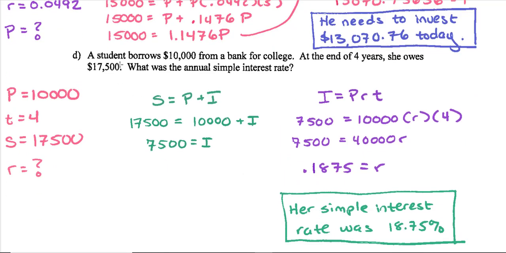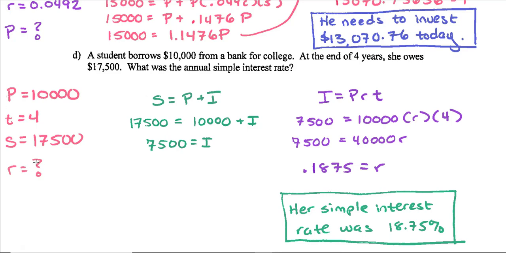All right, let's look at D. A student borrows $10,000 from a bank for college. At the end of 4 years, she owes $17,500. What was her annual simple interest rate? Keyword simple interest, so we know we're going to use our I equals PRT. We're looking for R. Notice in here we've got our future value S, that's how much she owes at the end, $17,500. We've got our principal amount, P equals $10,000, and the time is 4 years.